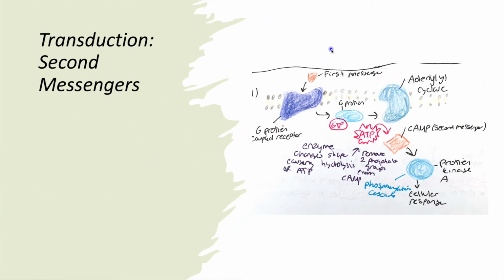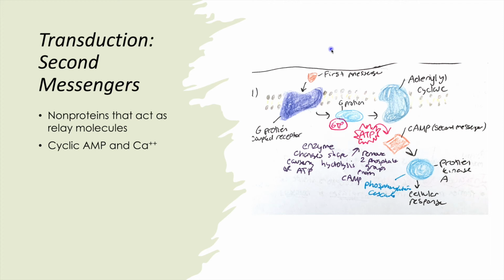Signal transduction can also take place through second messengers. Second messengers are non-proteins that act as relay molecules in the signal transduction pathway. The most common types are cyclic AMP and calcium 2+.